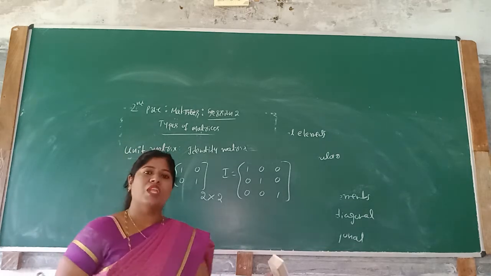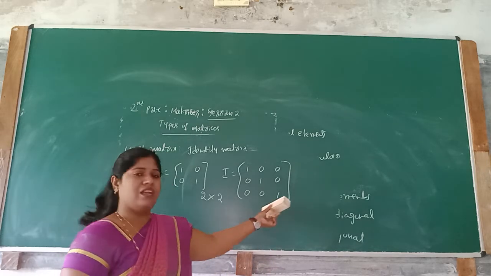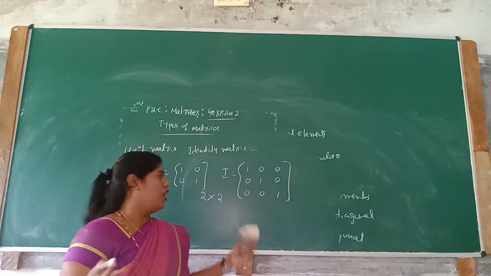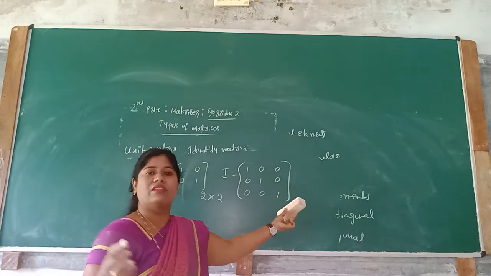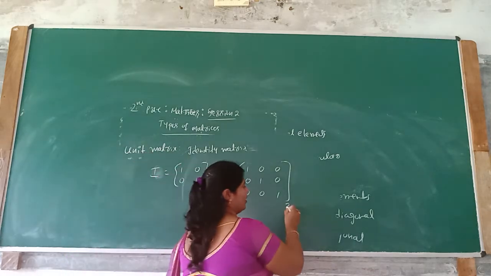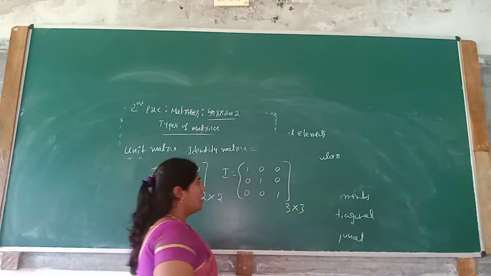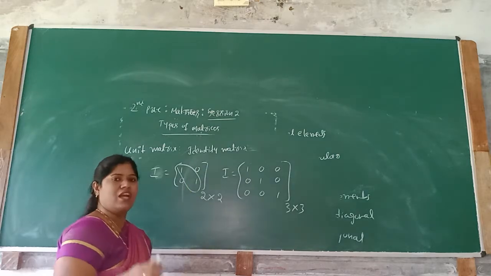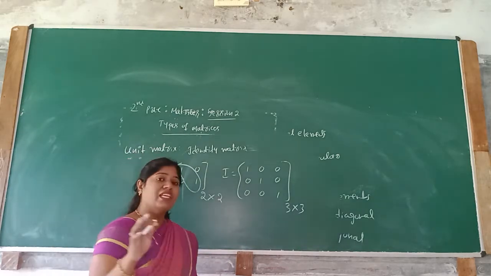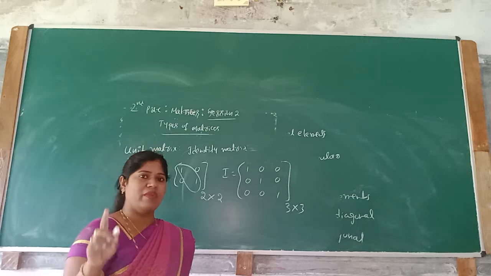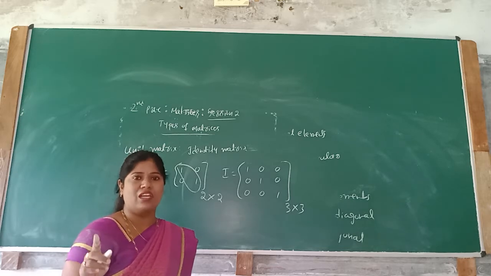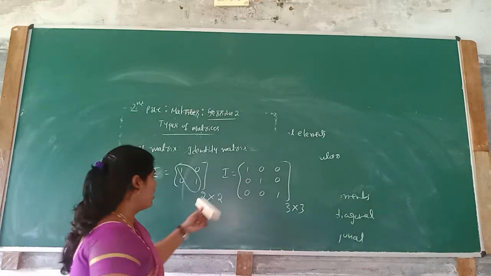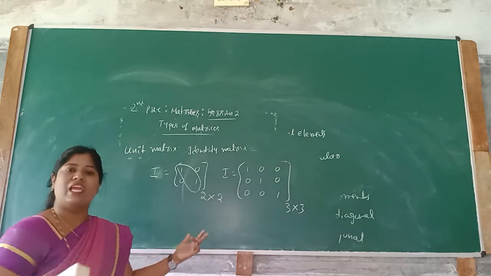Okay, 2 cross 2 or 3 cross 3. Instead of 2 cross 2, we can also say 2 by 2 or 3 by 3 matrix. This one is a 3 by 3 matrix. Here, which are the principal diagonal elements? 1, 1 are the principal diagonal. Here every element is equal to 1, and the other elements are zeros. Here also we can check what the principal diagonal elements are.